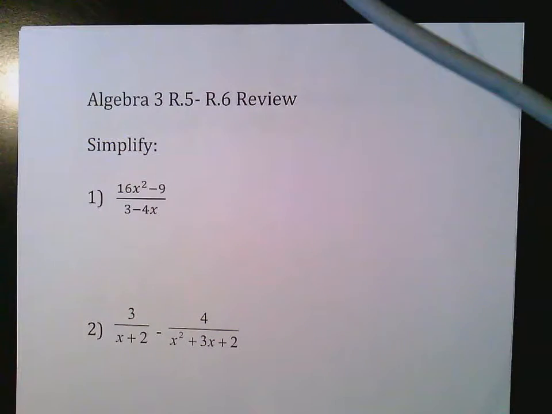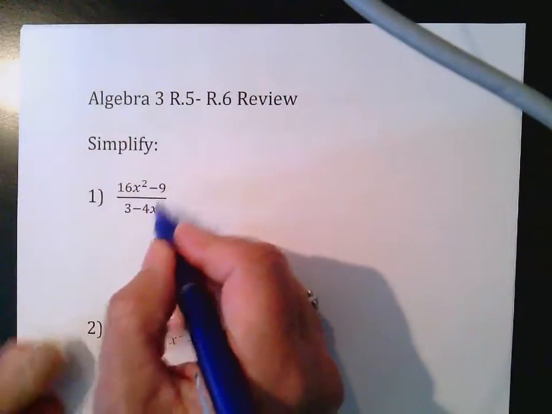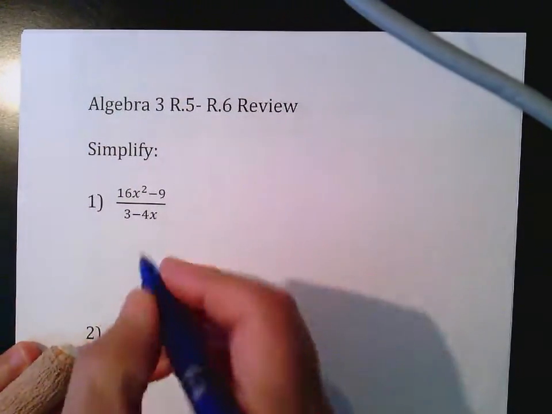Okay, this is our last lesson for this unit. We're just going to do a little review of sections 5 and 6. We're going to start with simplifying, and number one, remember when we simplify rationals, we need to factor first.